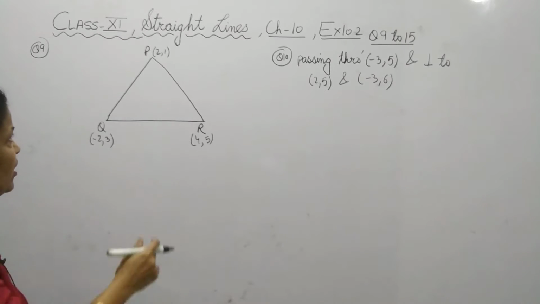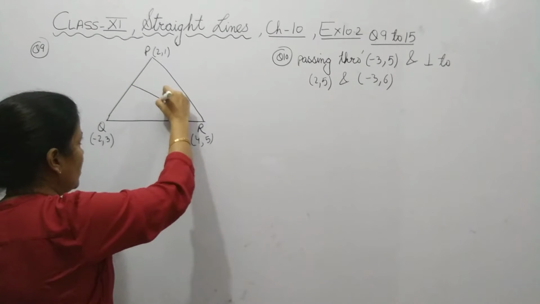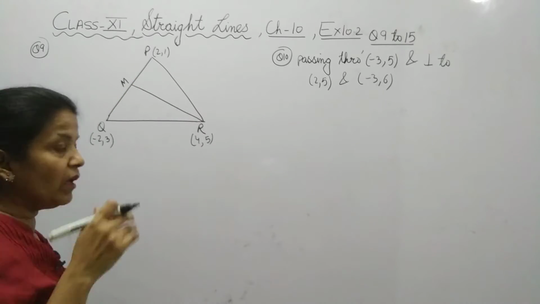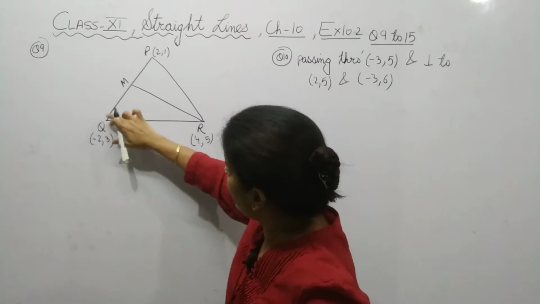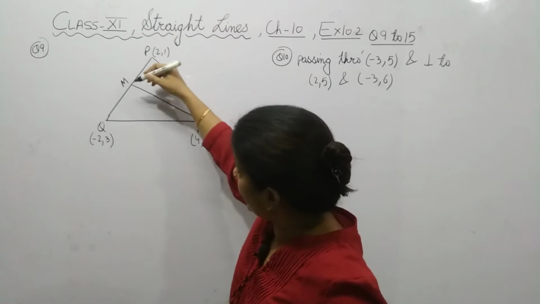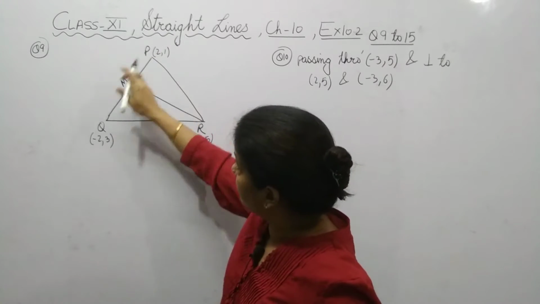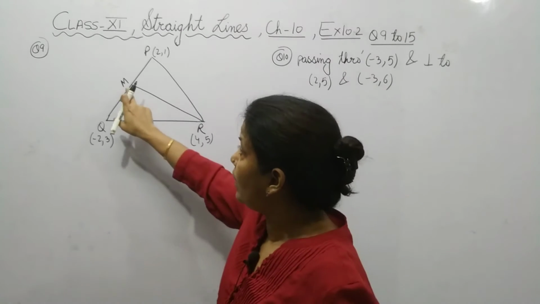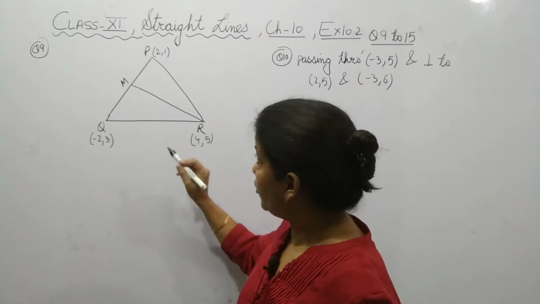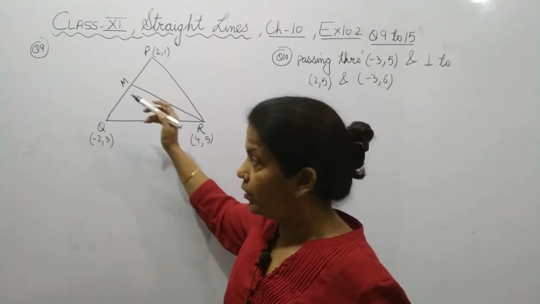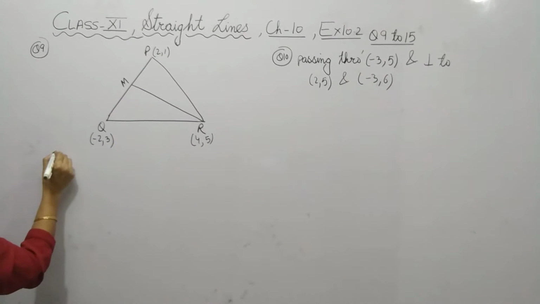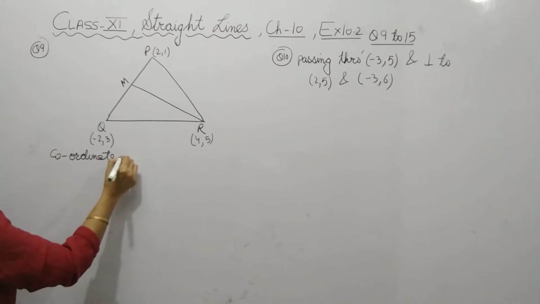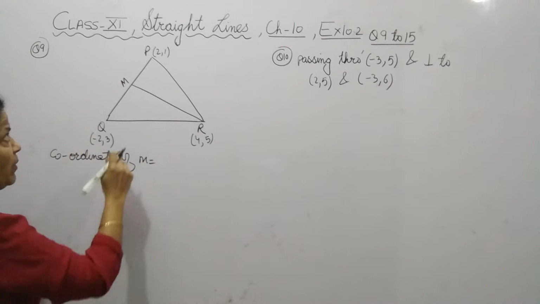So they are talking about the median. Let this point be M. The median divides the base into two equal parts, or we can say this point M is the midpoint of PQ. So first of all we will find the coordinates of M by using the midpoint formula.